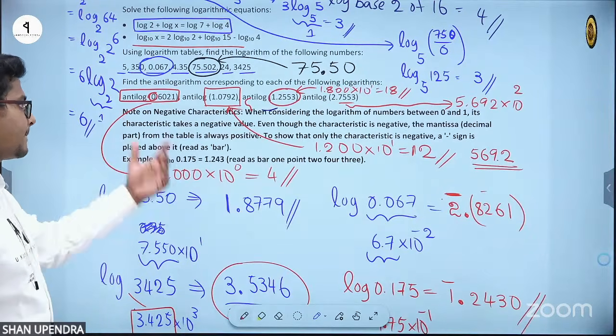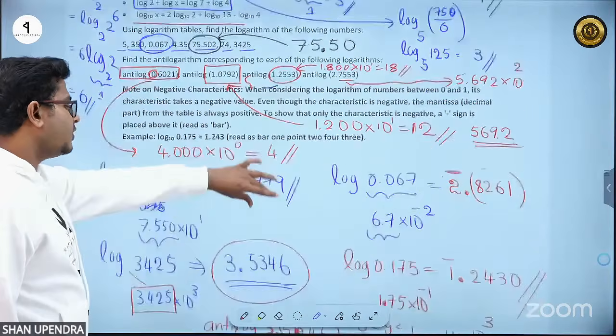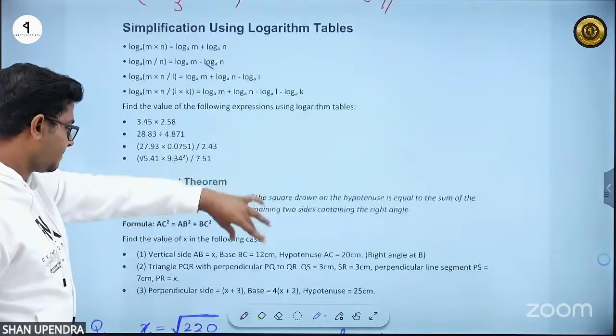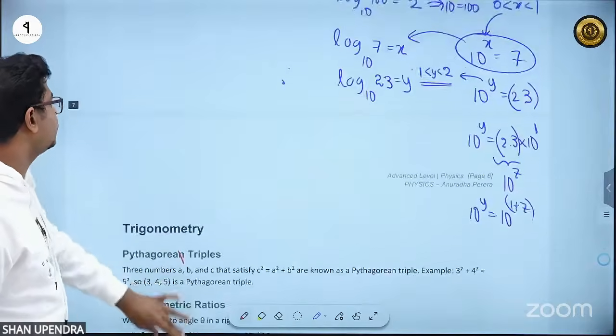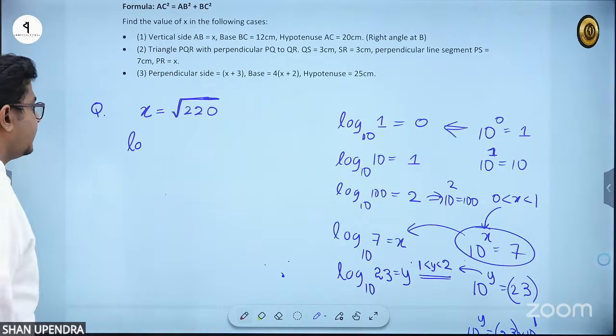Super easy. So let's calculate how to find this. I need to find the square root of 220. How do you find that?